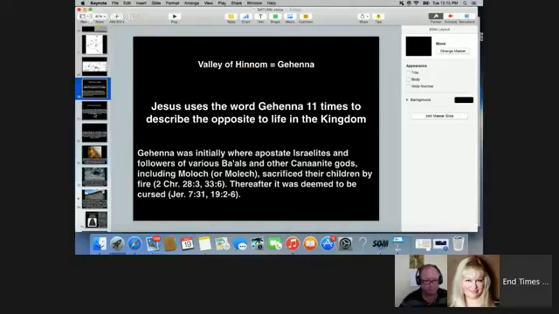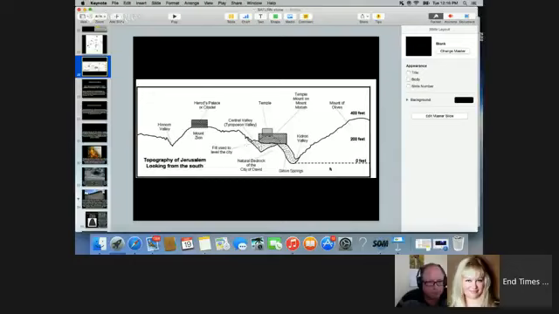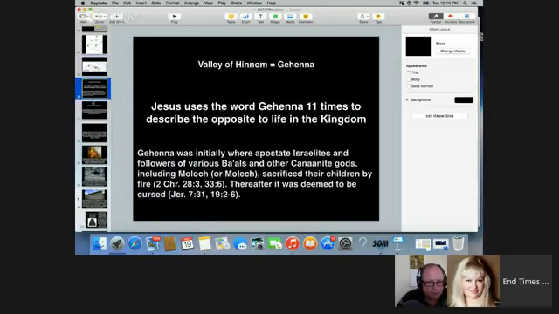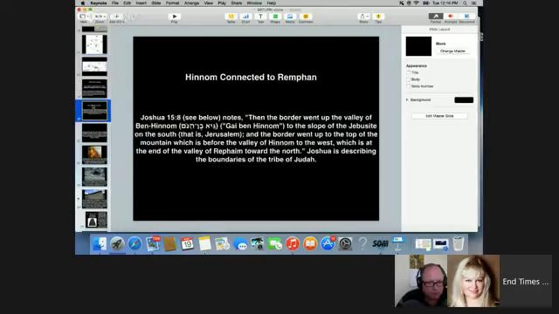So Gehenna was initially where apostate Israelites and followers of various Baals and other Canaanite gods, including Moloch, sacrificed their children by fire. And these are the verses that are referenced to that. So we pointed it out on the map that this is where they sacrificed their children around this temple, and the blood would flow down. Hinnom is connected to Remphan.